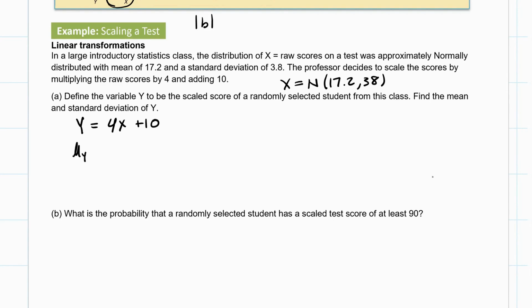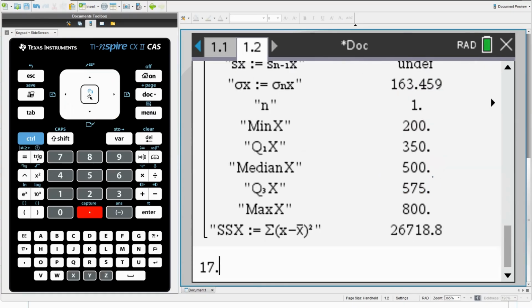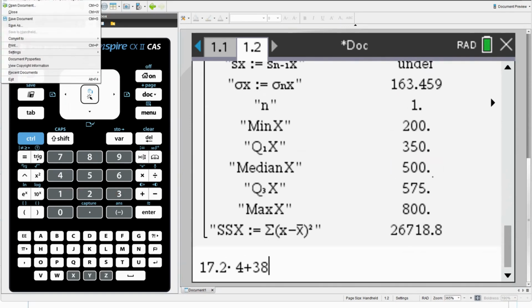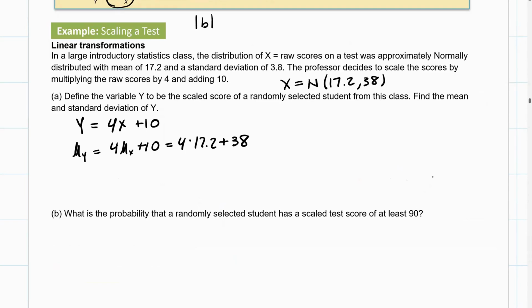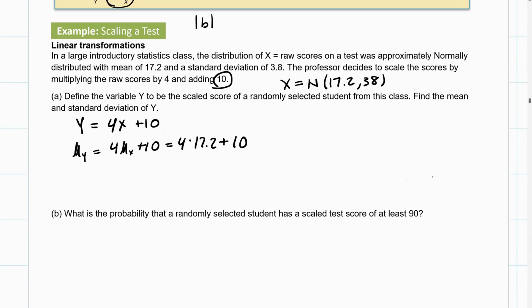Well, the mean of Y will be 4 times the mean of X plus 10, which will be 4 times 17.2 plus 10. Well, let's see what that is. 17.2 times 4 plus, not 38, adding 10. Didn't think that sounded right. Okay, 78.8 is your new mean.